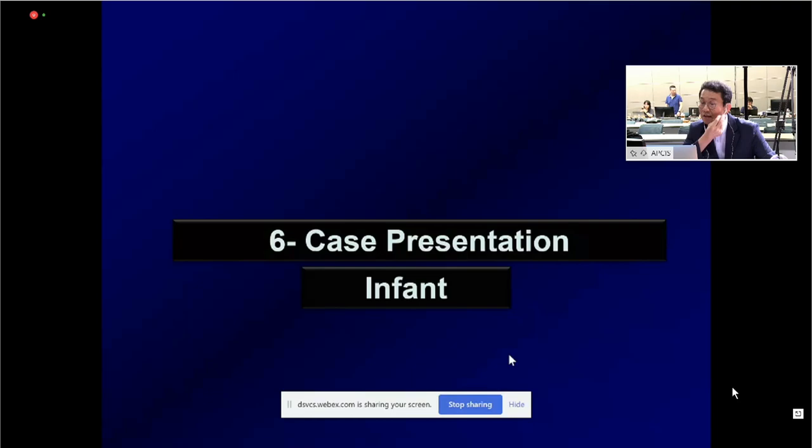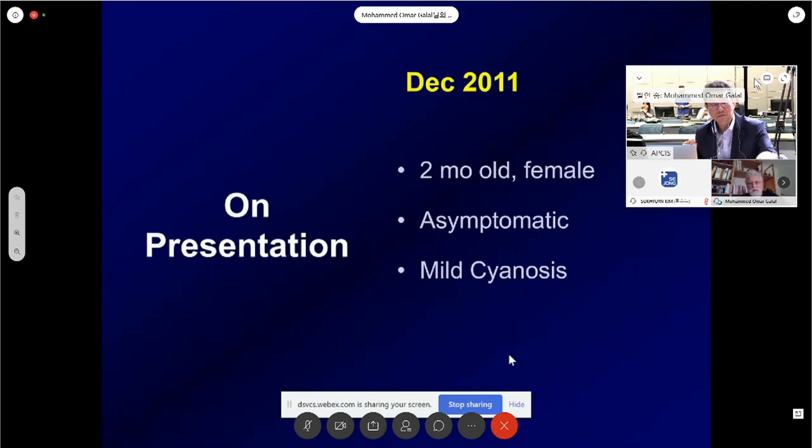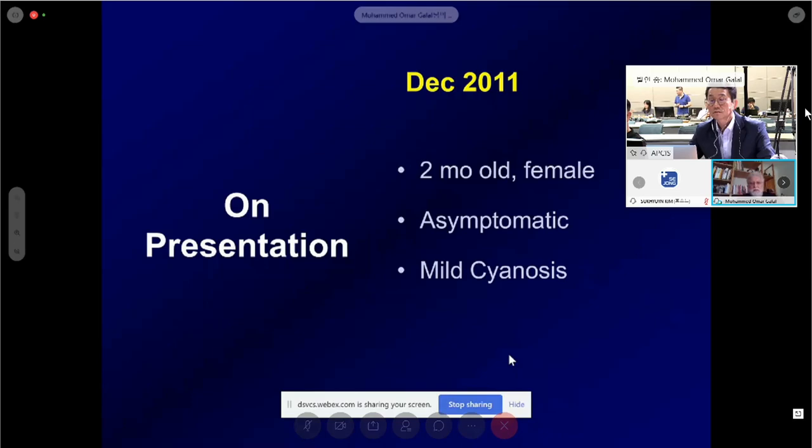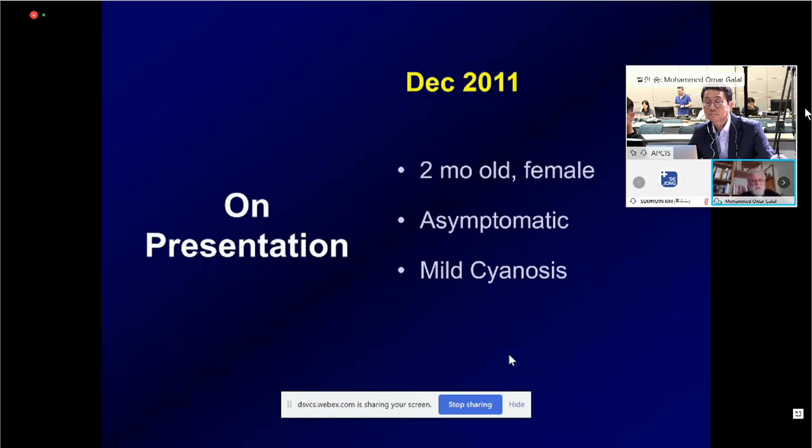Yeah. So I'm presenting here what I think is a typical case. Came to us at the age of 2 months in December 2011, actually asymptomatic, while the parents noticed some mild diagnosis. I'm just showing you the echo.